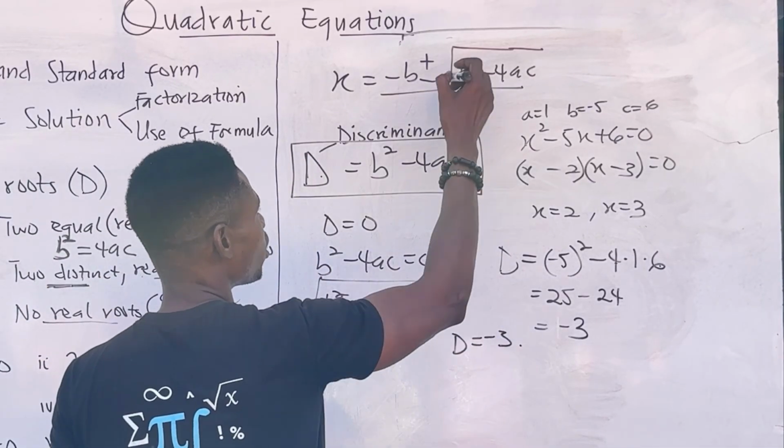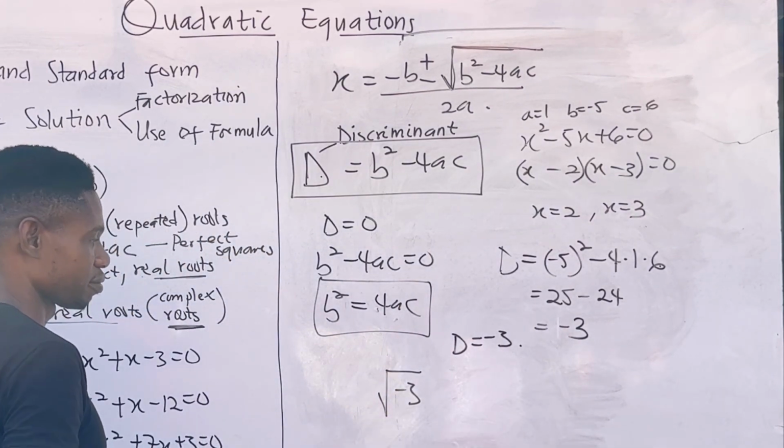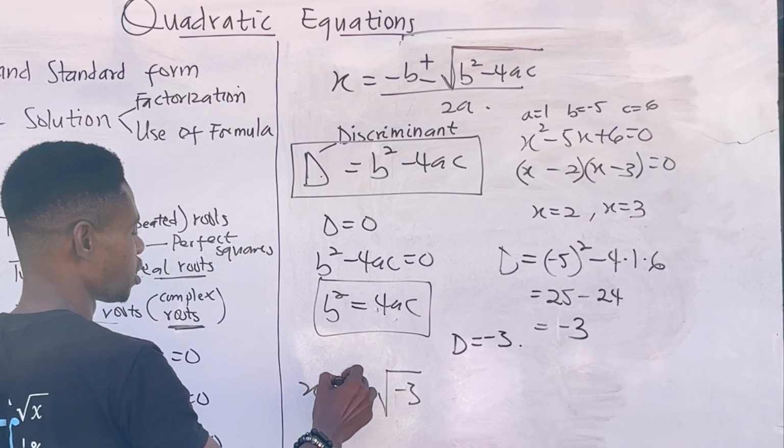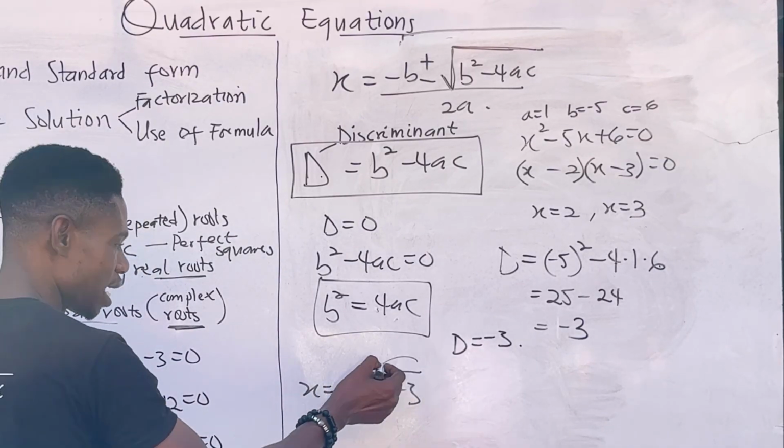And put that minus 3 inside of this square root. What are you going to get? The square root of minus 3. So let's say your x is equal to, let's say, 1 plus or minus this. Now this is a complex number.